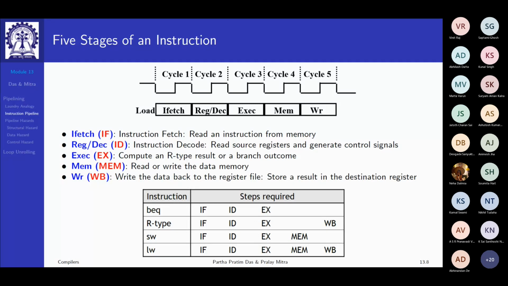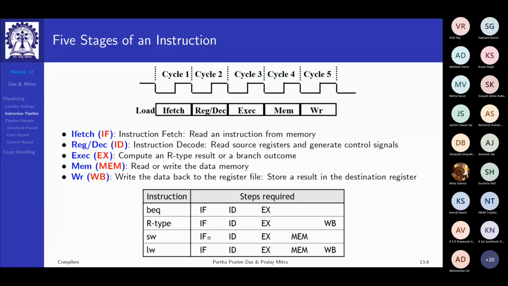Take add R1, R2, R3. So you have decoded the add in the ID stage. R2, R3 you have read in the ID stage. You do the addition in the execute stage, and that addition result from the ALU you write back to the register file in the write back stage, which is the 5th cycle.